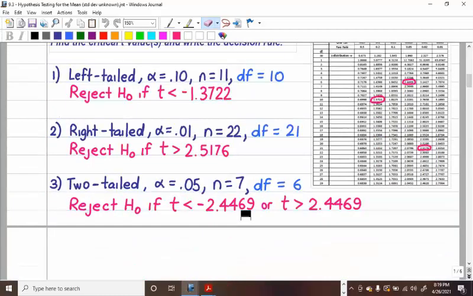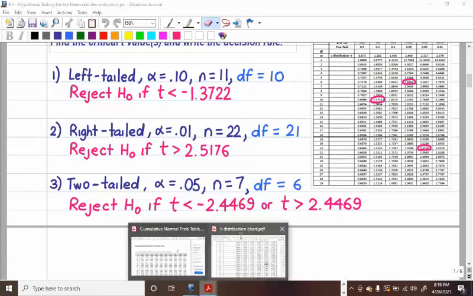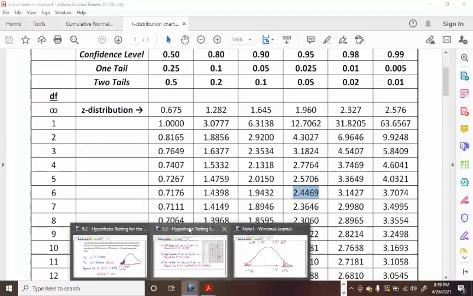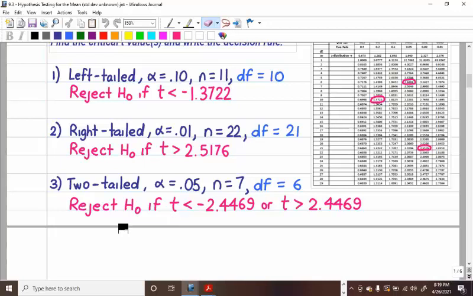Two-tailed, 0.05, n equals 7. N equals 7 means degrees of freedom will be 6. Of course, two-tailed just means two-tailed. Two-tailed, 0.05, 6 degrees of freedom. There we go. 2.4469 plus and minus. So we would reject the H0 if T is less than negative 2.4469 or T is greater than positive 2.4469.